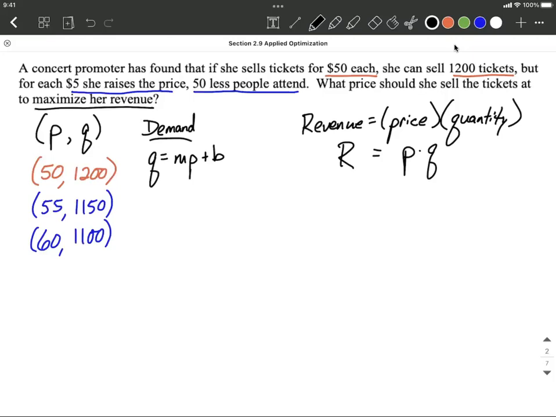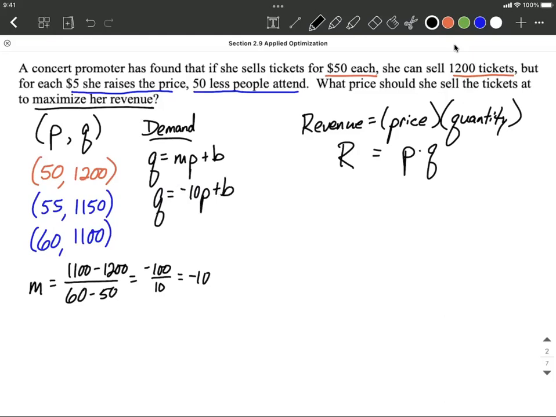To get to this function, what we want to do first is calculate what our slope is going to be. I've written out some ordered pairs there on the left-hand side. I'm going to choose 1,100, that Q value, minus 1,200, over 60 minus 50, to see the rate of change. That's going to be negative 100 over 10, which works out to negative 10 for our value for m. So at this point, our function looks like this: Q equals negative 10 multiplied by P plus B. We still don't know our y-intercept B.